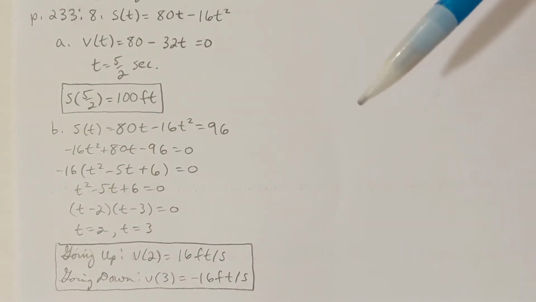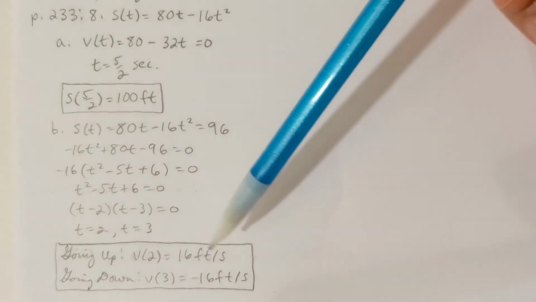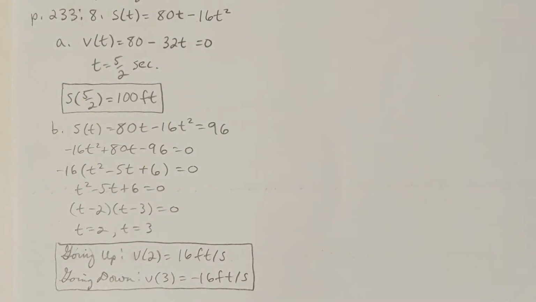Of course, one thing that you can notice about this function is that it's a parabola, and one feature of a parabola is that it's symmetric on either side of the vertex, right? So these numbers are just opposites of each other, okay? But of course, the negative would indicate a direction that it's going down, okay?